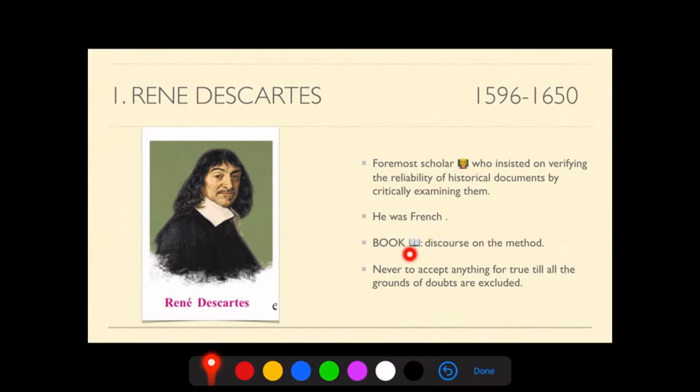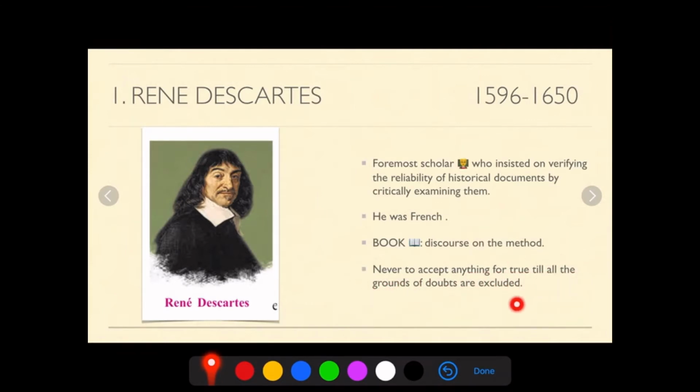Therefore the book written by him is Discourse on the Method. So remember this point, the book written by him is Discourse on the Method. Next is: never to accept anything for true till all grounds of doubts are excluded. Among the rules given by him in his book Discourse on the Method, this one is supposed to have a great impact on the scientific method of research.